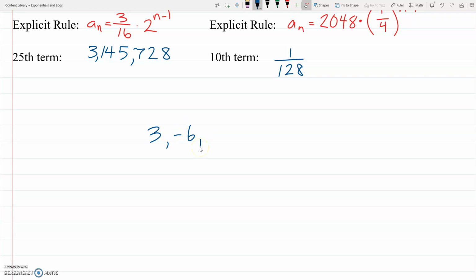-6. What's my next number? Positive 12. What's my next number? -24. Okay, notice what's happening. If your common ratio is negative, it's going to alternate positive, negative, positive, negative. Because when you multiply the positive by a negative, it's going to turn negative. But then when you multiply the negative by a negative, it's going to turn back to positive. So I think I put one question on your assignment that kind of looks like that.